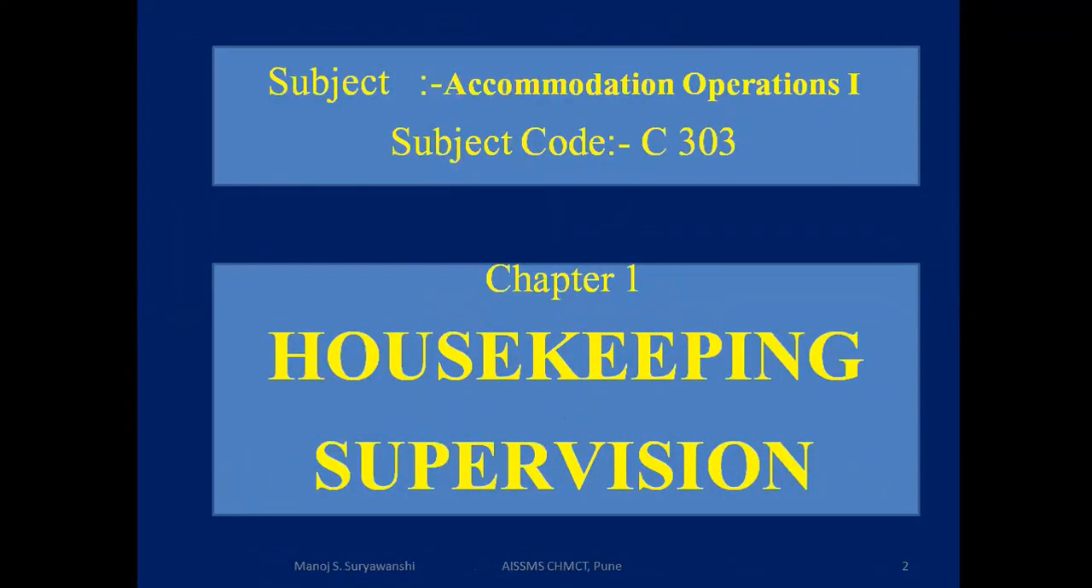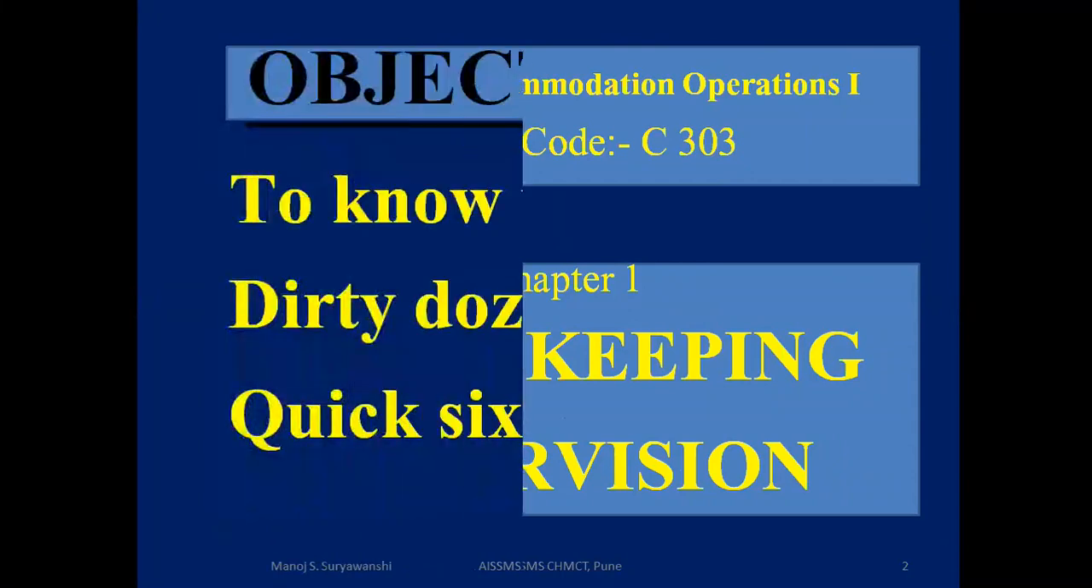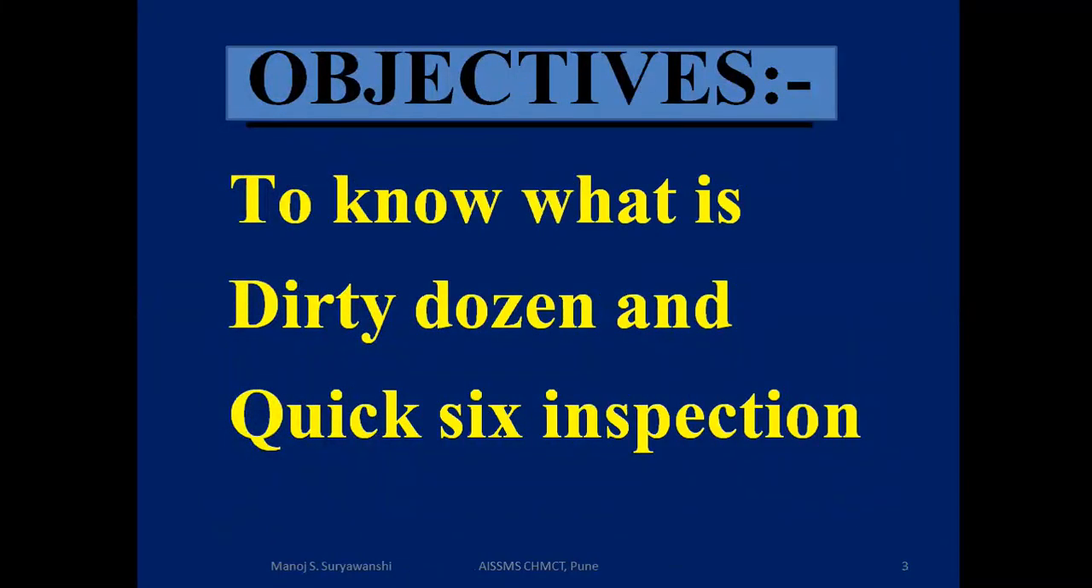Like you know, we have already covered three sessions on this chapter, housekeeping supervision. Now this is the fourth chapter. The overall objective of this content is to know what the dirty dozen and the quick 6 inspection areas of the hotel guest rooms are. This is the final content of this chapter.